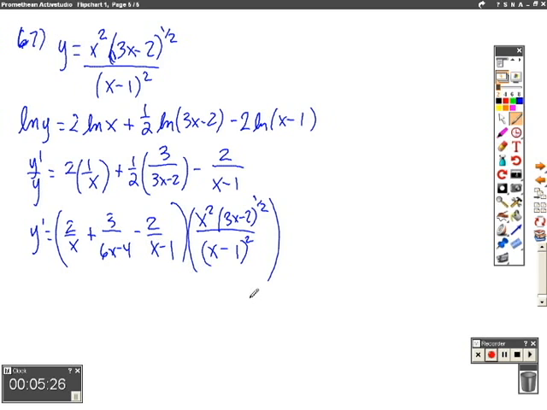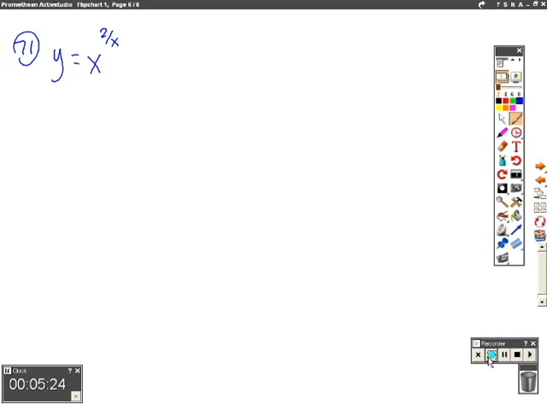And then finally, the last problem that I want to do is number 71, and it's a variable base to a variable power, which is how I know to use logarithmic differentiation. So I'm going to take the ln of both sides, and I'm going to bring down the power. Now on the left hand side, that's easy. The derivative of ln of y is y prime over y.